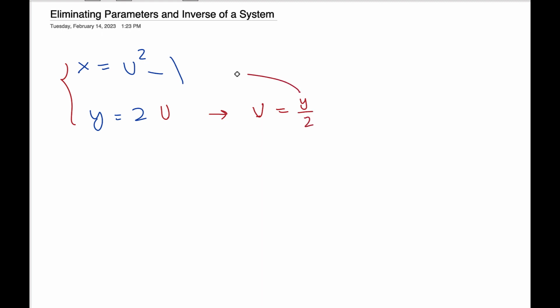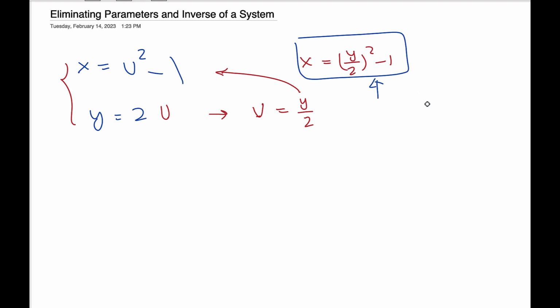Then I plug it back into the first one. So x is equal to (y over 2) to the power 2 minus 1. And so this eliminates the parameter u in here, and the resulting equation is an equation of a parabola, a sideways parabola.